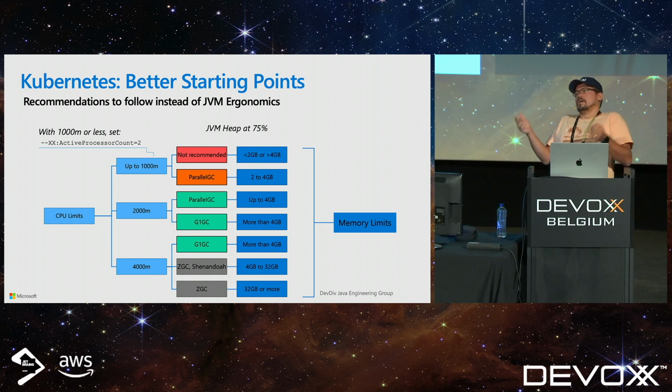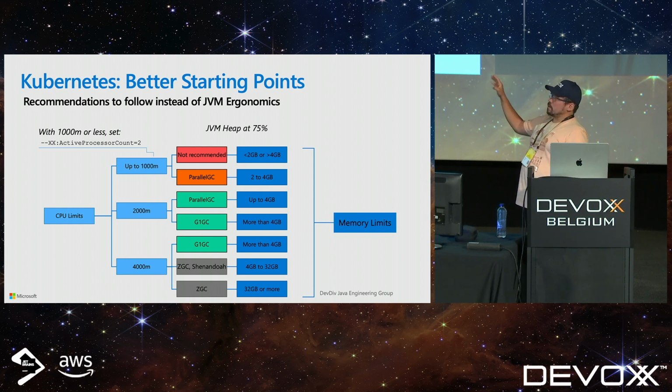You know, I may have 500 users, 5,000 users. I don't know exactly how many in the beginning. I just need to be live. The application needs to go to production. So we thought, okay, if your application has 1,000 millicores, we do suggest to tell the JVM to use active processor count equals 2.